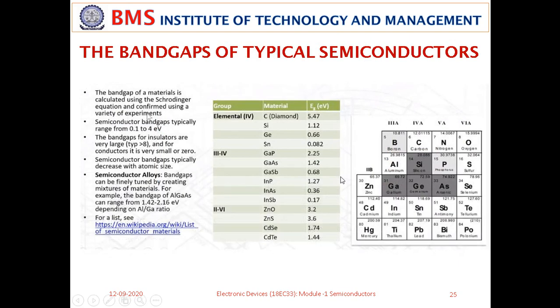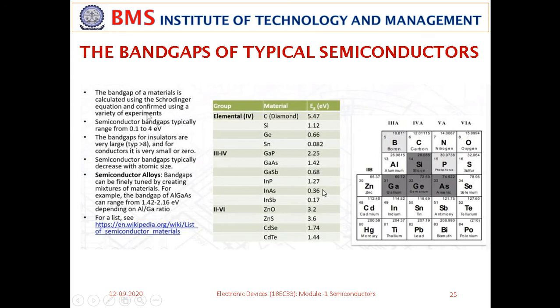Any questions so far? These are the band gaps of typical semiconductors. We have shown here the band gap of the column 4 elements: carbon, which is 5.47, silicon, which is 1.12, germanium 0.66, and selenium, which is 0.082. These are all elemental semiconductors. For compound semiconductors, you can see column 3 and column 4 elements: gallium phosphide, gallium arsenide, gallium antimonide, indium phosphide, indium arsenide, and indium antimonide.